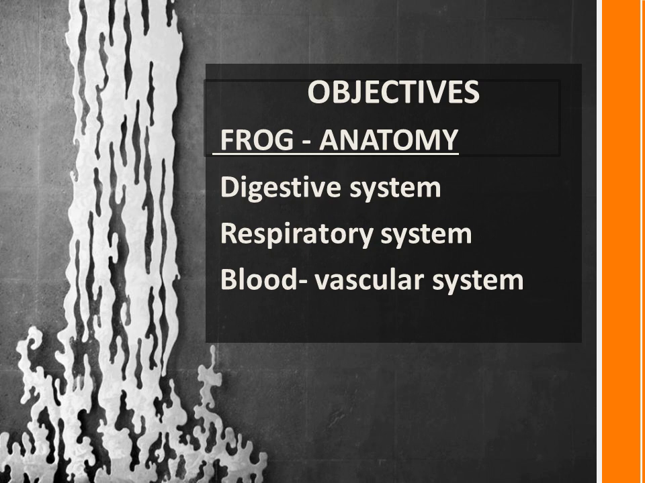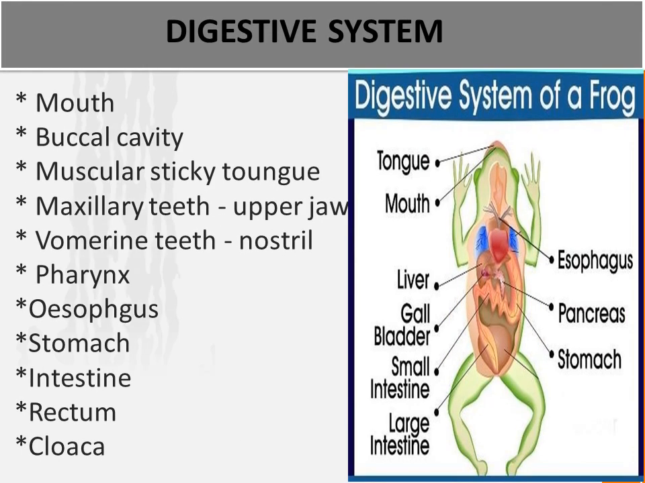So as per that, today we are going to learn about the digestive system, respiratory system as well as the blood vascular system of the frog. Let us go on to the first system, the digestive system. The digestive system of the frog is simple, like other animals. This digestive system also commences from the mouth and ends with the cloaca, right?